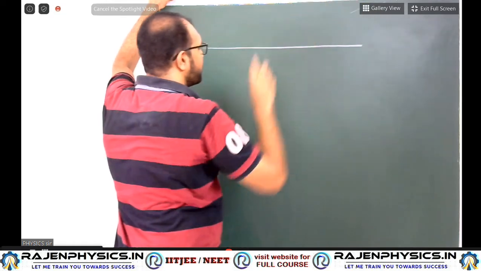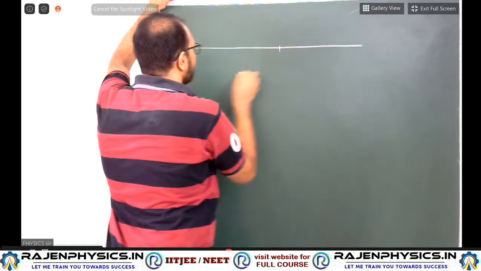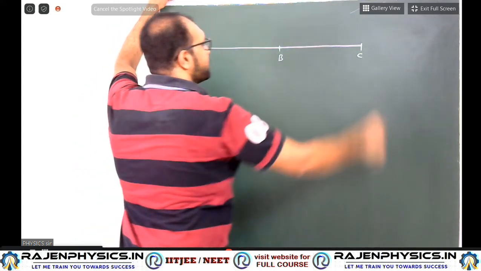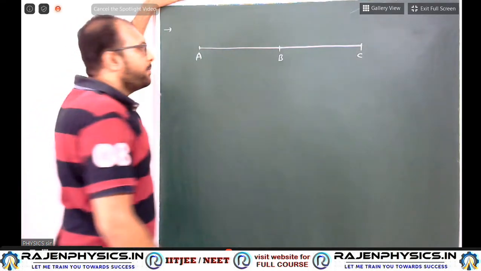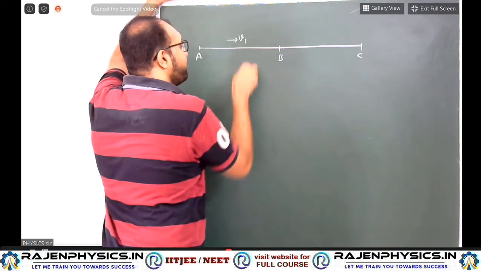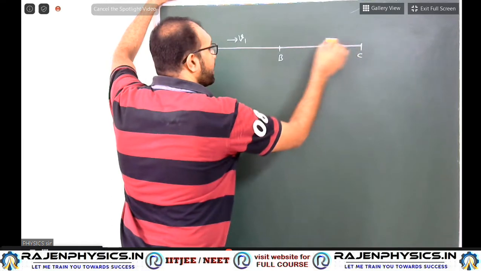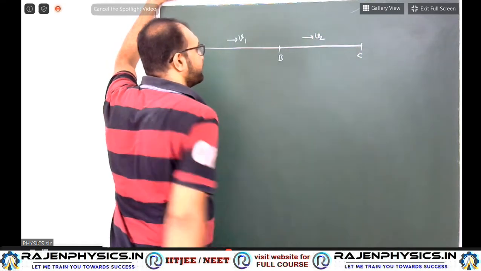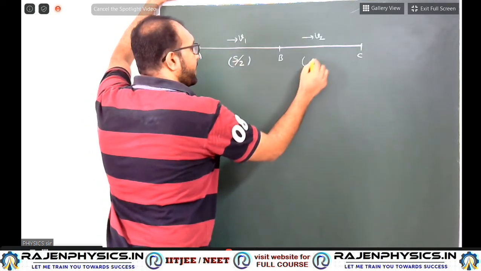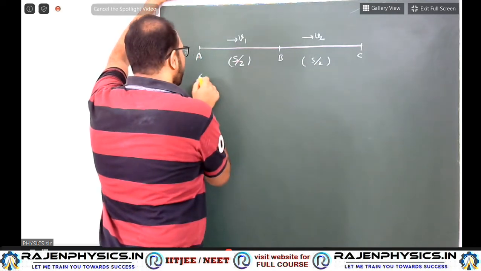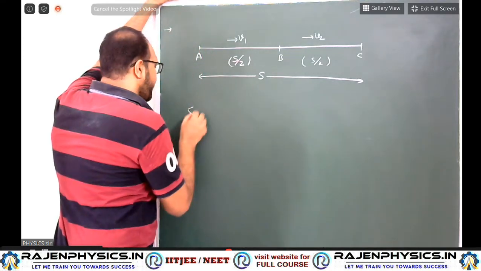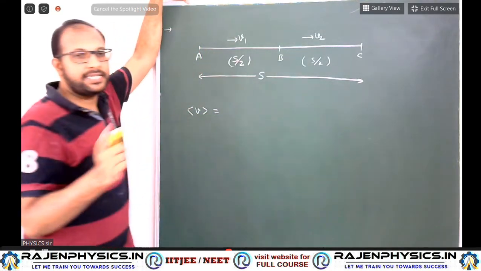This is the positive direction. A to B, B to C. The particle moves from A to B with velocity v1 and from B to C with velocity v2. A to B distance is S by 2, B to C distance is S by 2. Total distance is S. Now we need average velocity or speed; both are the same because there is no return journey.